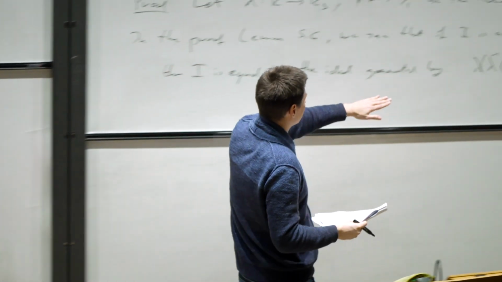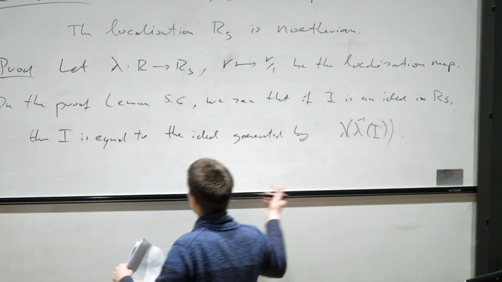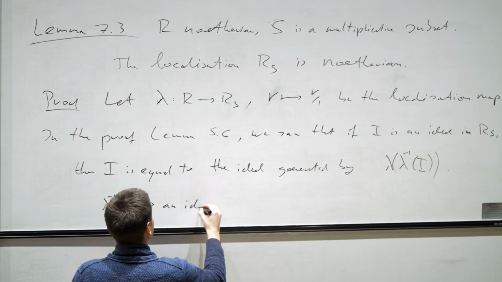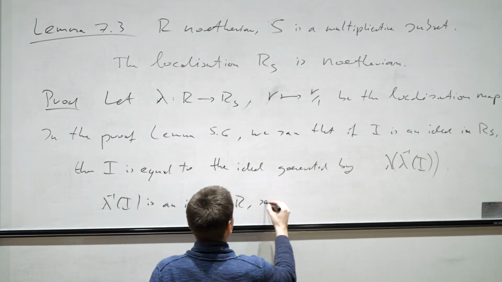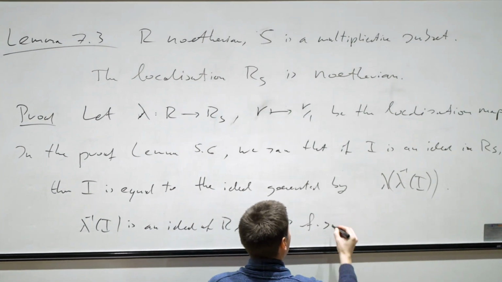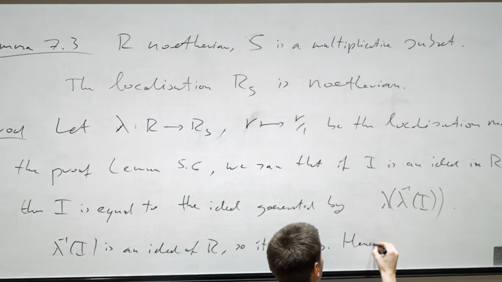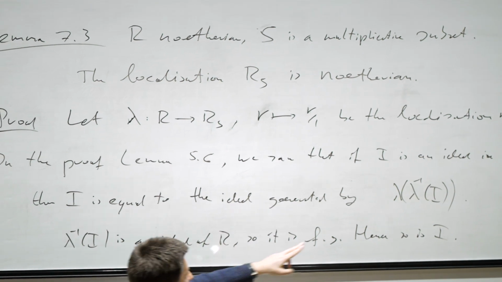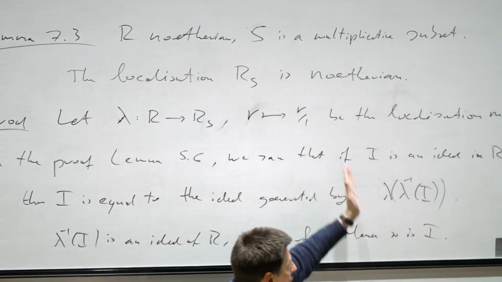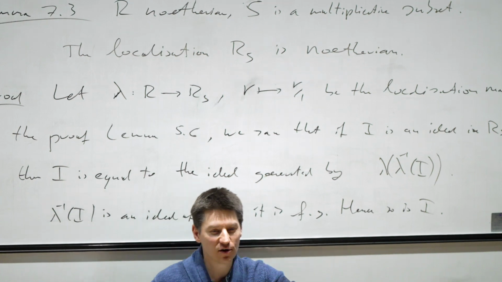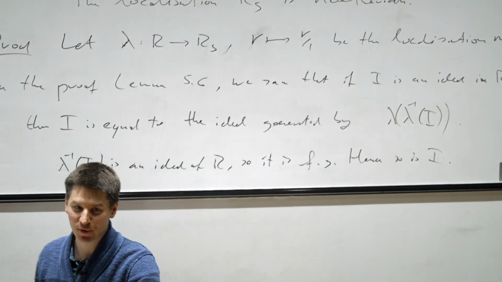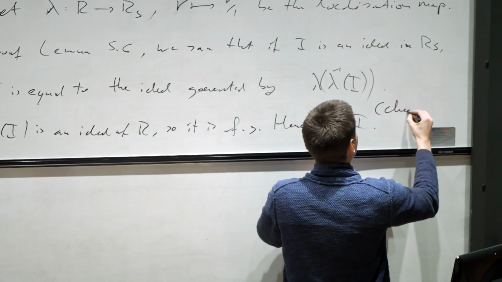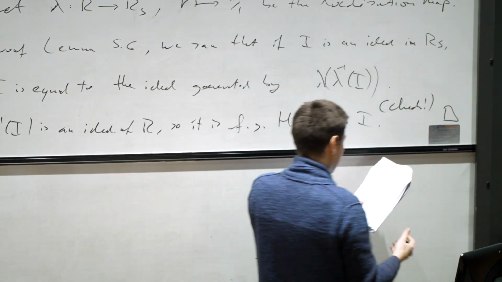So I is equal to this ideal, but now we are done because lambda inverse of I is an ideal of R, so it is finitely generated. And hence so is I. We take the finite generating set of this ideal as an R ideal, we push it in, and we use it as a generating set over R_S. There's a check here, but it's easy. Check this, and that's it.